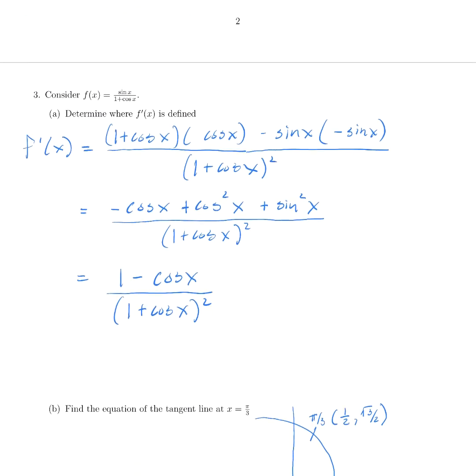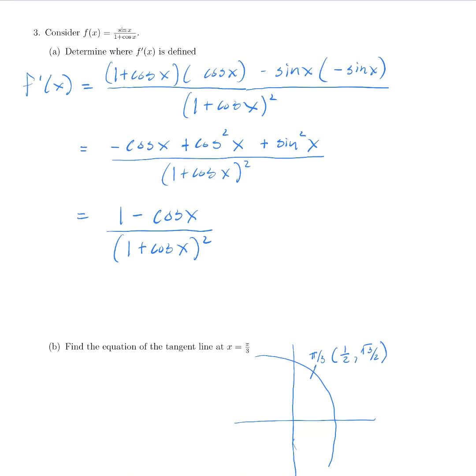Okay, finally, here's a function that's a quotient, sine divided by 1 plus cosine. The first question asks us, where is f prime of x defined? Well, we can find f prime using the quotient rule. We take 1 plus cosine times the derivative of sine, that's cosine, minus the numerator, which is sine of x, times the derivative of the denominator. So here, this minus sine of x is the derivative of 1 plus the derivative of cosine of x, because the derivative of 1 is 0.